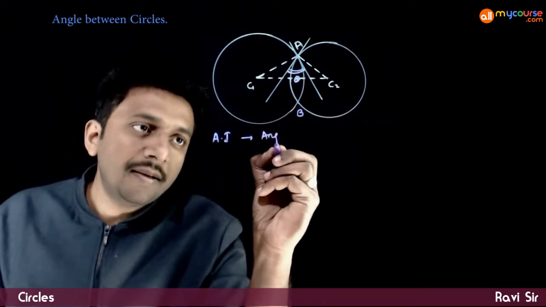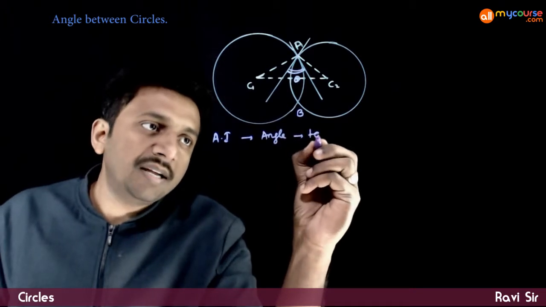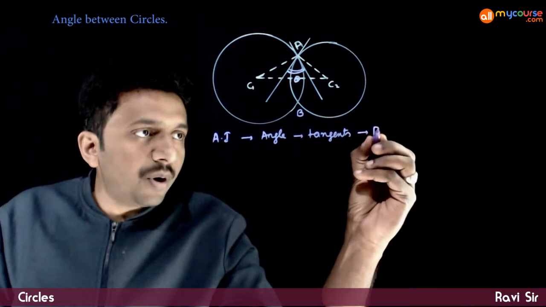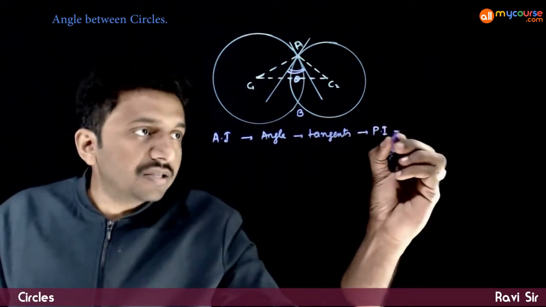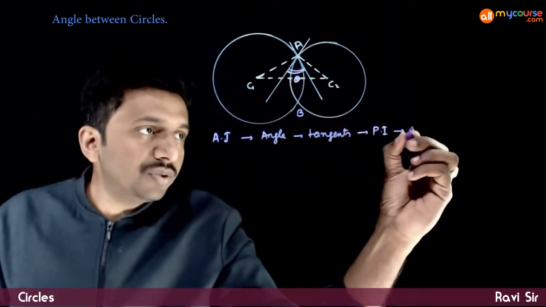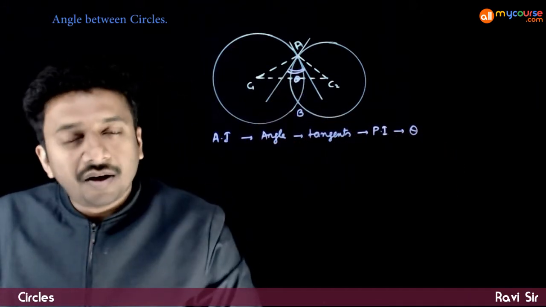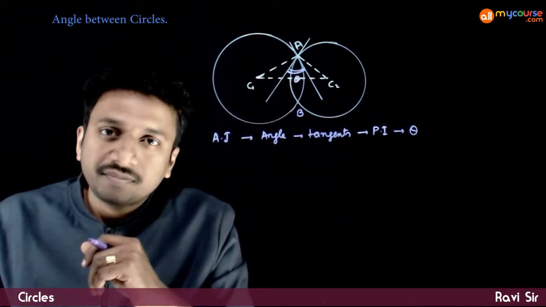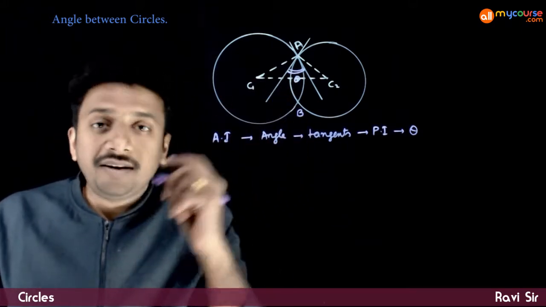So the angle between the tangents at the point of intersection is called the angle of intersection between the two circles, or for that matter any two curves. Let us call this angle theta. So how do we find this angle theta?